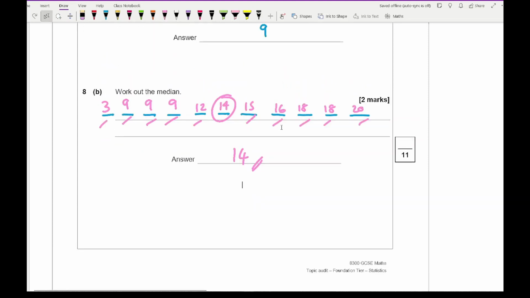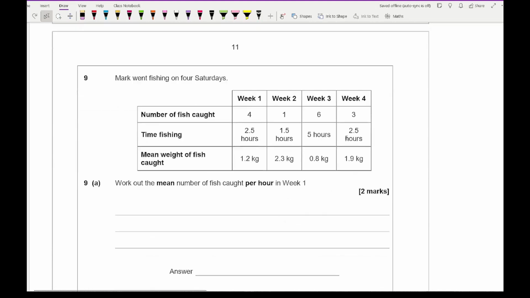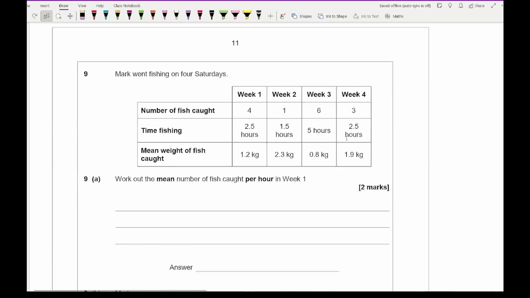Now it's really important you do show that you've ordered the numbers. As this question is worth 2 marks, you would get a mark for an attempt at ordering those numbers. So make sure you do show that, even if you can spot it straight away.